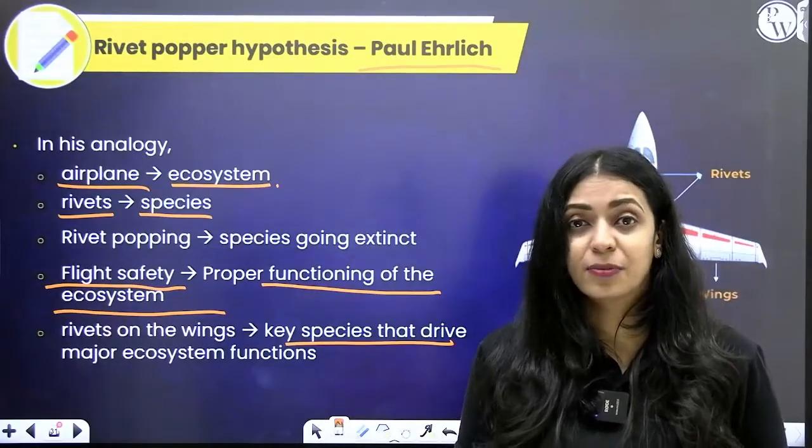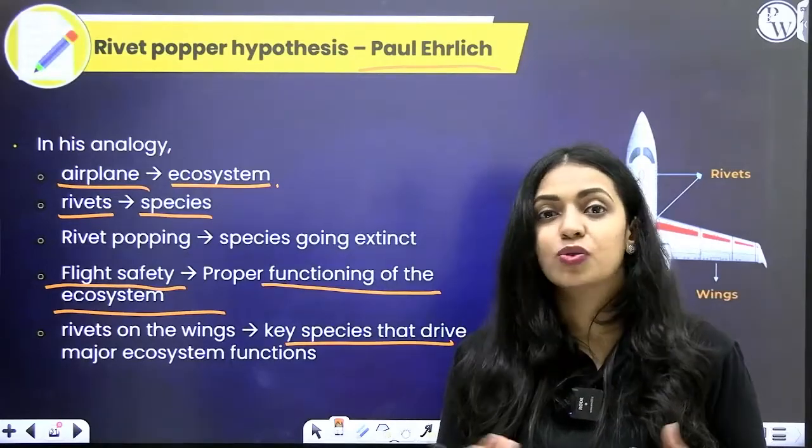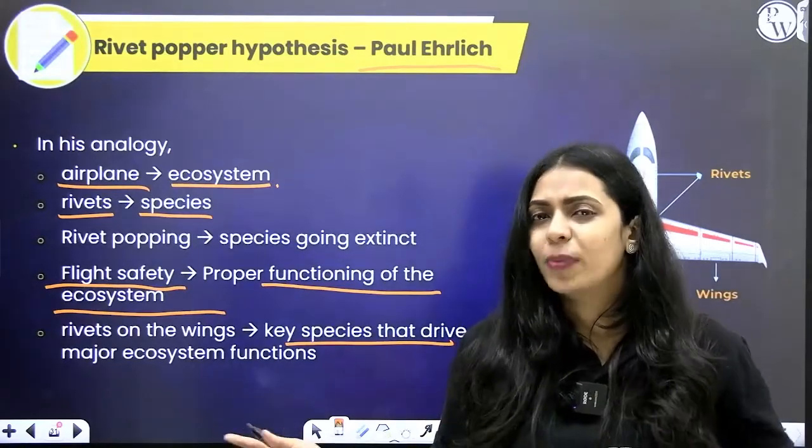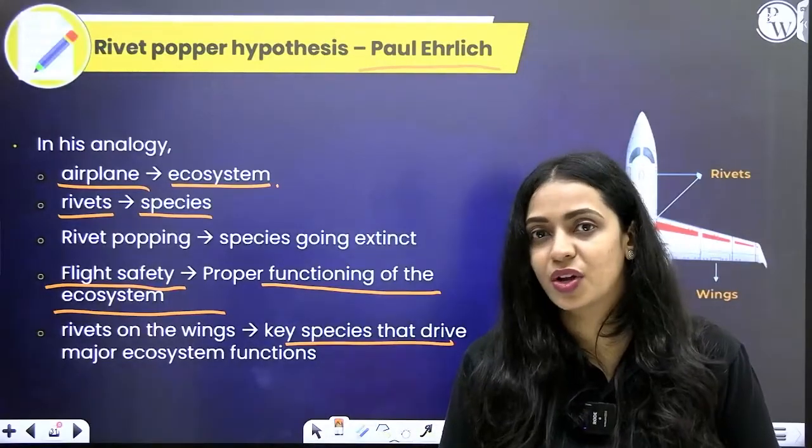For example, consider bees. Bees are pollinators, they're very important in an ecosystem. Imagine bees go extinct. For so many species of plants, bees are the pollinators. What will happen if pollination does not happen?